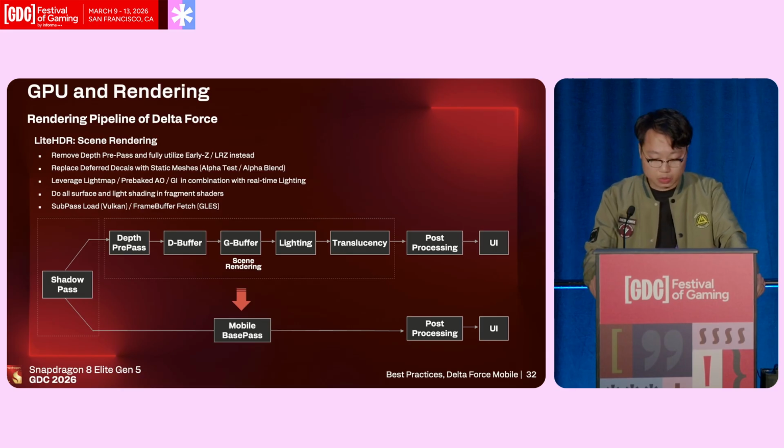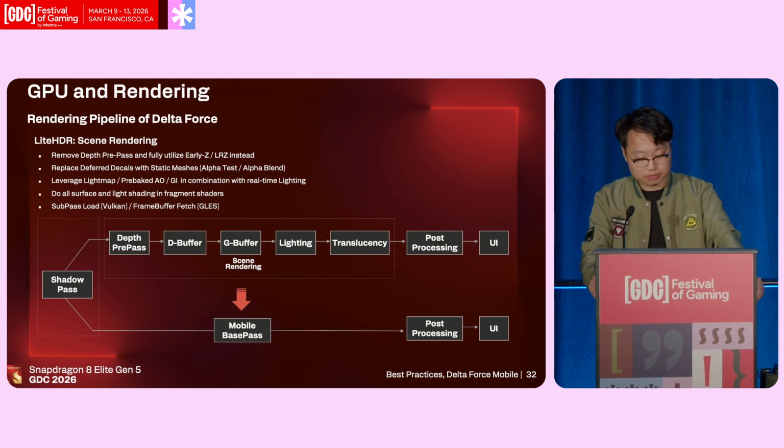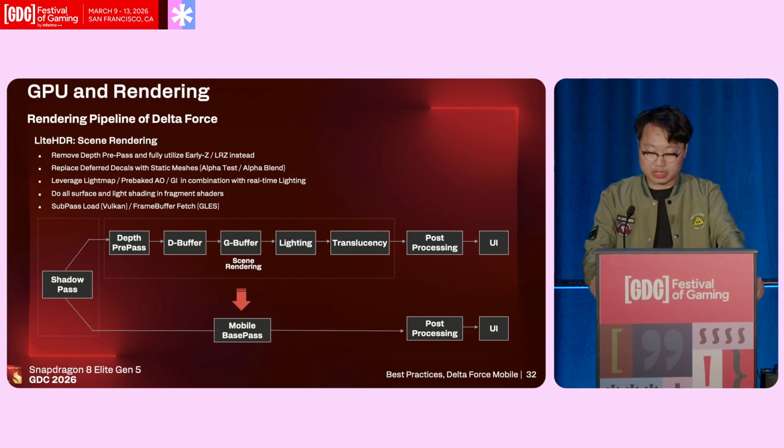We use subpass load, or framebuffer fetch combined with depth stencil fetch on GLES, to read the colors and depth directly from the tile memory and then apply the decals to the surface. And I really want to highlight this. Subpass load is an extremely important technique. When used properly, it lets you accomplish a lot of things directly in the tile memory that would otherwise require extra render pass transitions. Many of the optimizations I will be talking about later are built on top of it.